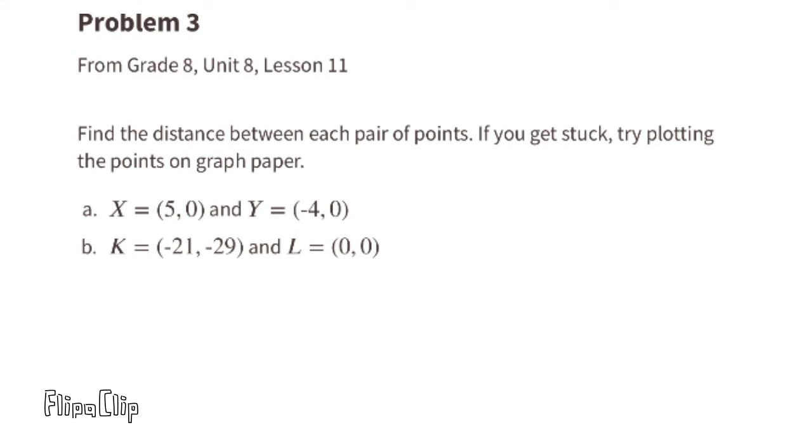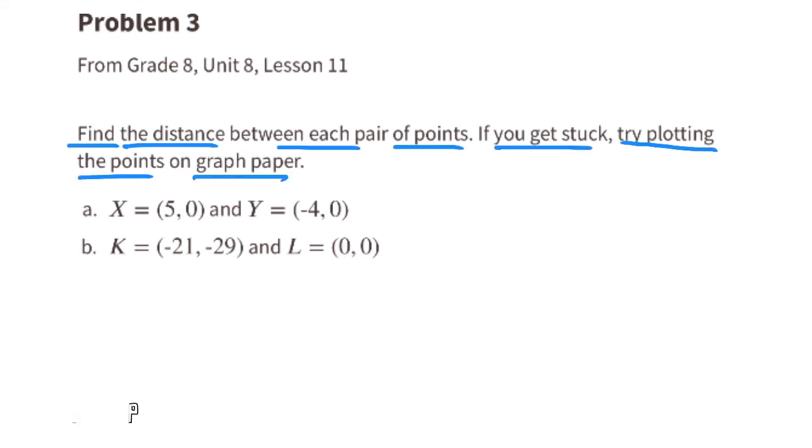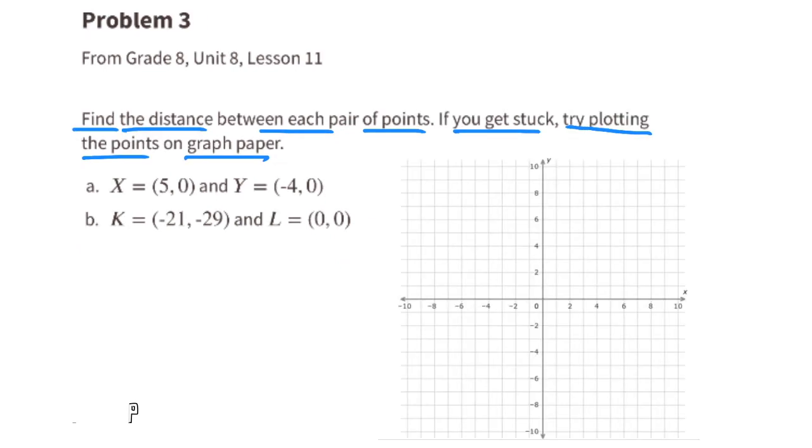Problem number 3 from 8th grade, Unit 8, Lesson 11. Find the distance between each pair of points. If you get stuck, try plotting the points on graph paper. A. I'm going to plot the points for x and y. X is located at 5 and 0, and y is located at -4 and 0.